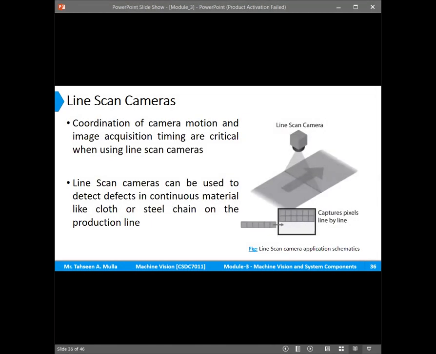We'll move to this point. Let's have a discussion on this, right? This has high speed processing because we are going to use it on a moving conveyor line application. Moreover, line scan cameras can be used to detect defects for cloth or steel chain on a particular production line.